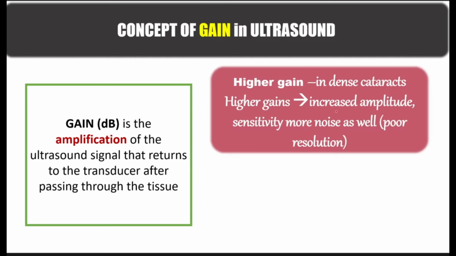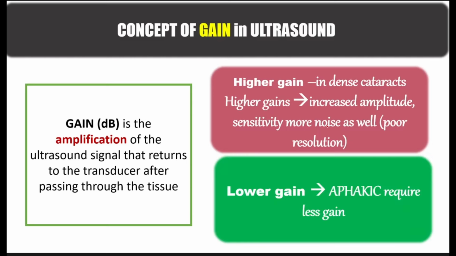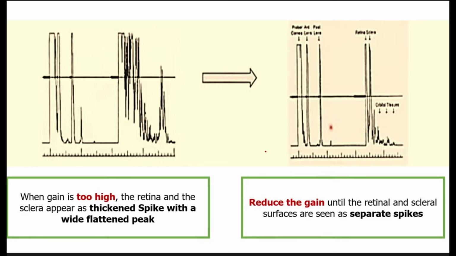It increases the sensitivity. But the only problem over here with increased gains is that since the machine has now become more sensitive, there's going to be more noise as well. And therefore, you're going to suffer in terms of resolution. However, in certain cases where there is aphakia, where there's no lens to actually absorb, you don't need that much amount of signal, and there you can actually reduce your gain. So in aphakic patients, you can actually go for a lower gain setting.